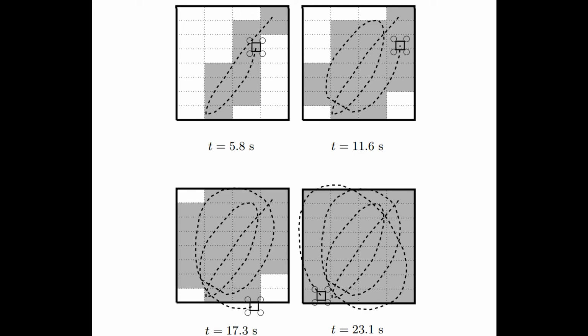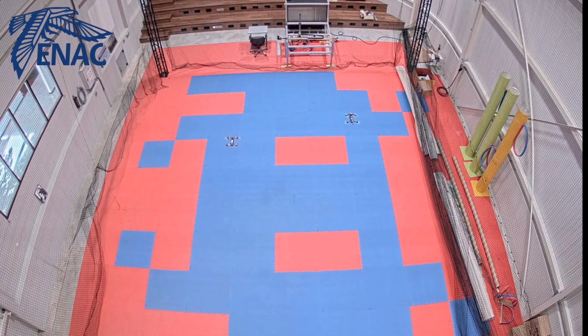These 4 plots show snapshots of the trajectory at different times during the flight. You can see that the quadrotor intelligently goes after tiles that have not yet been explored, and after 23 seconds successfully explores all of them. We then repeated the training with 2 quadrotors and performed a similar experiment shown here.